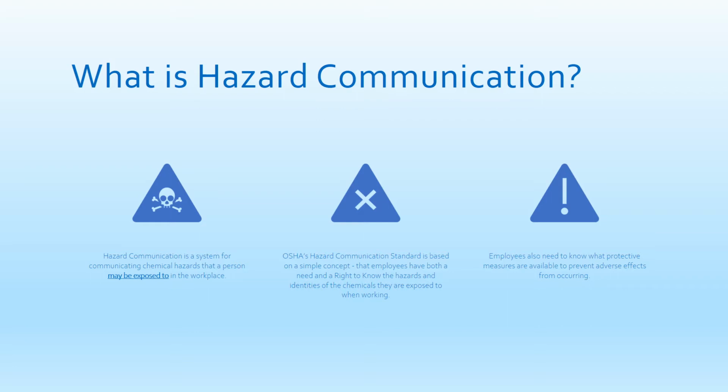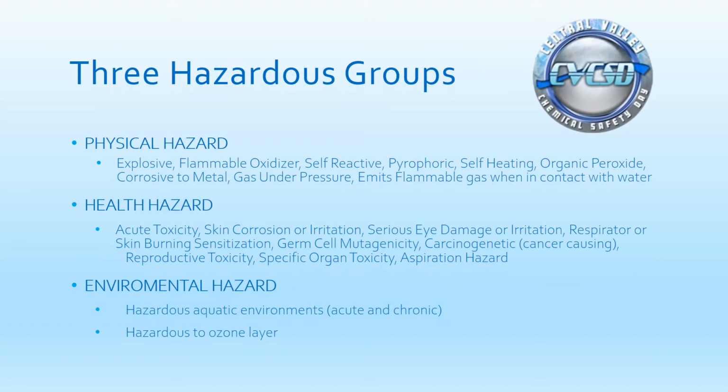OSHA's hazard communication standard is based on a simple concept that employees have both a need and a right to know about the hazards and the identities of the chemicals they are exposed to in the workplace. Employees also need to know what proactive measures are available to prevent adverse effects from occurring. There are three hazardous groups of chemicals: physical hazards, health hazards, and environmental hazards.